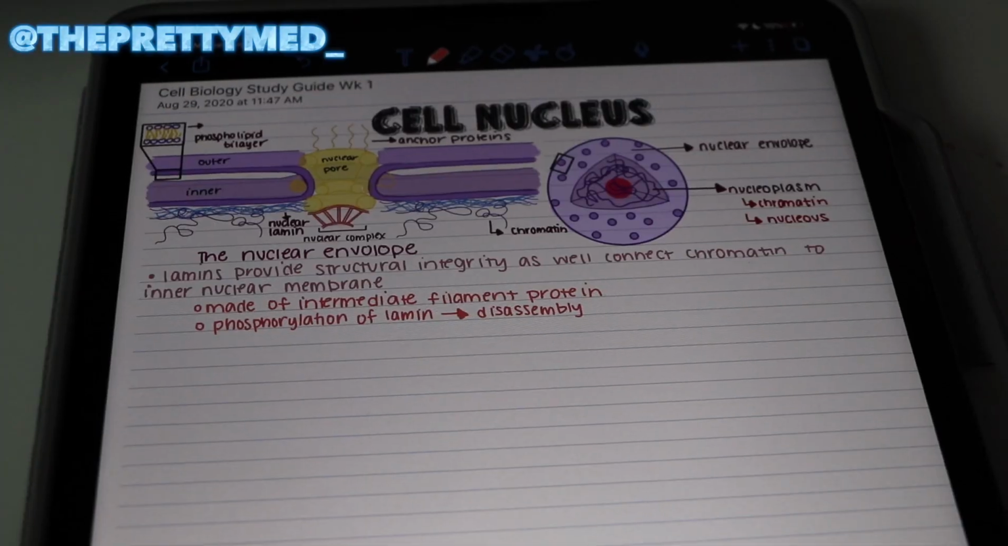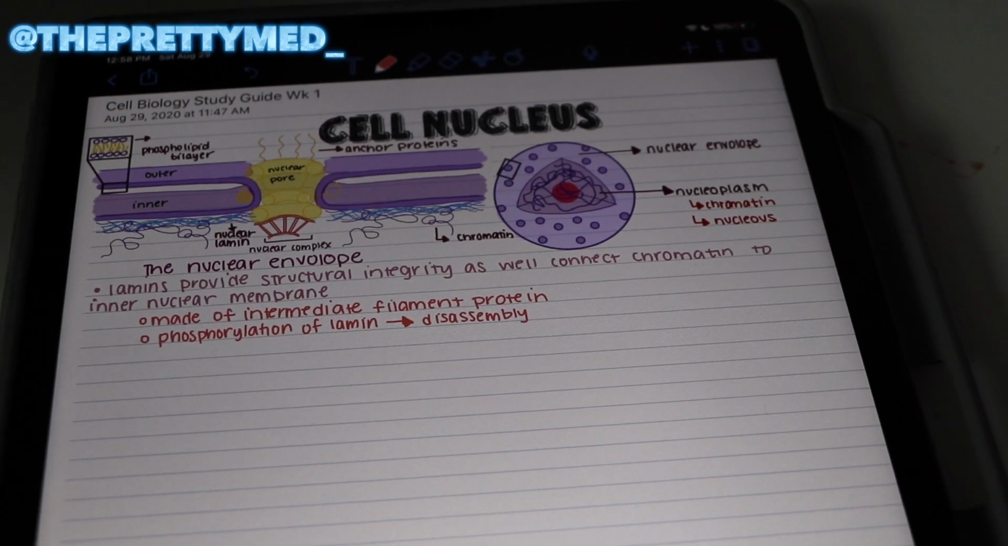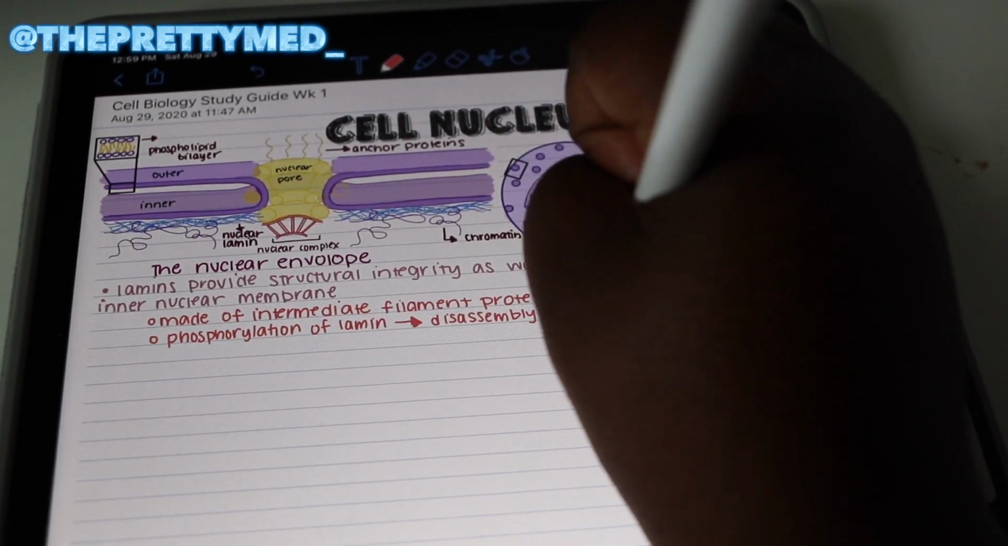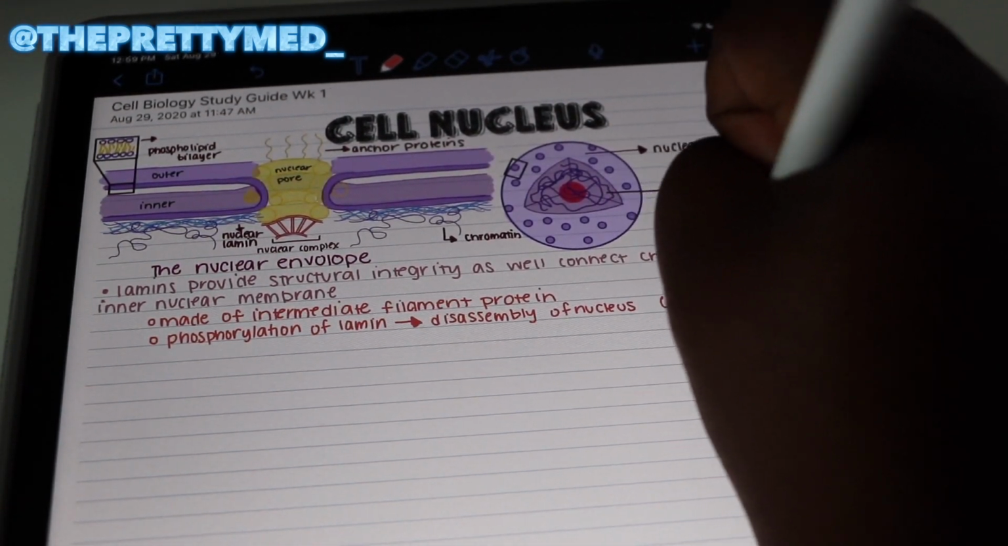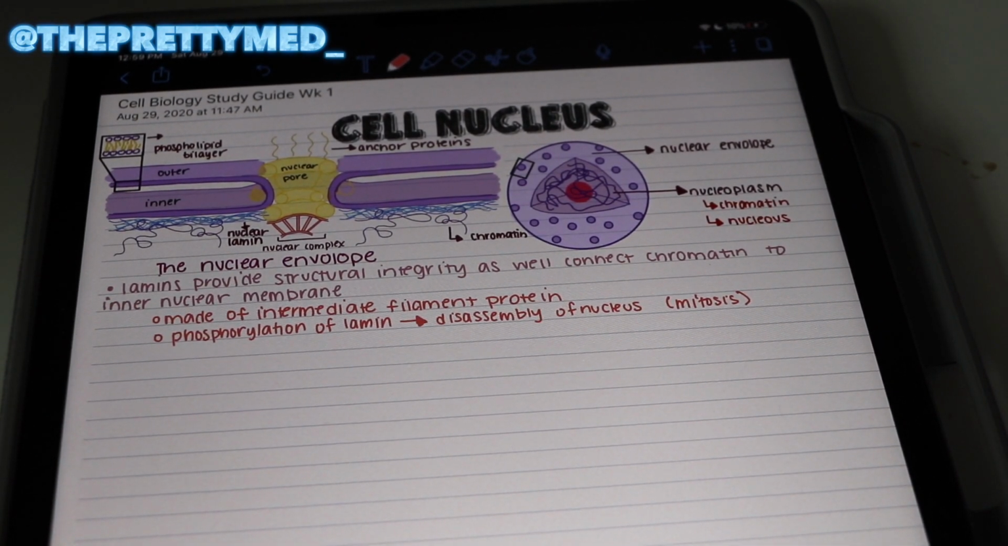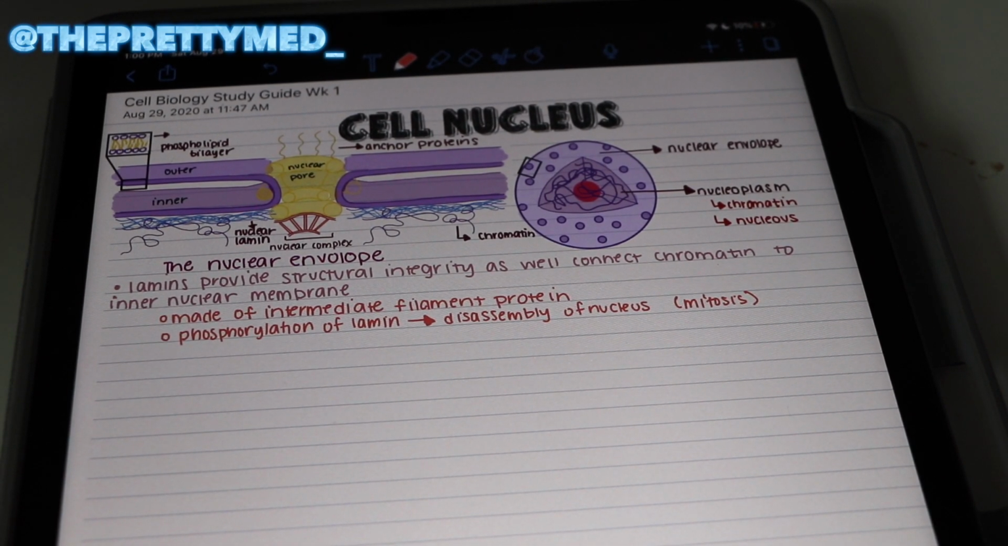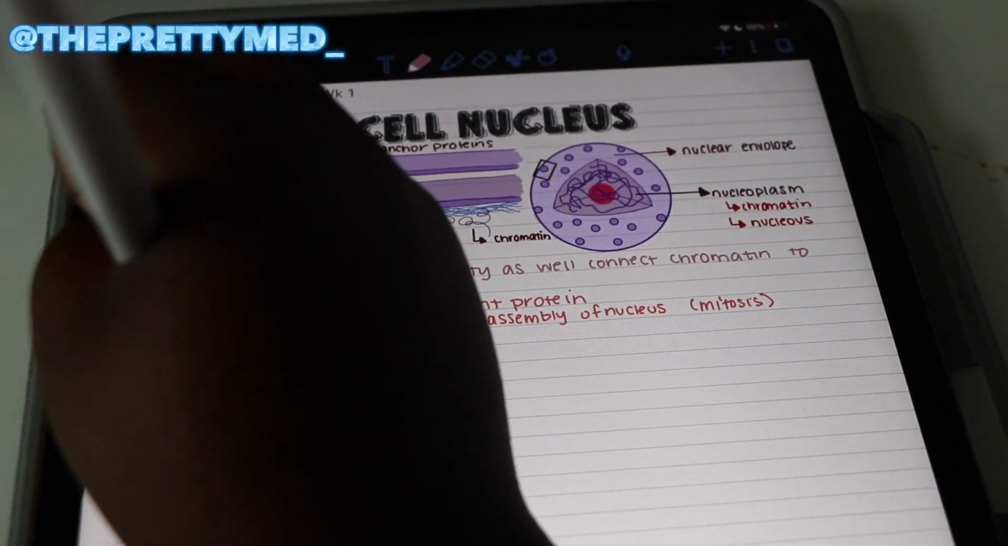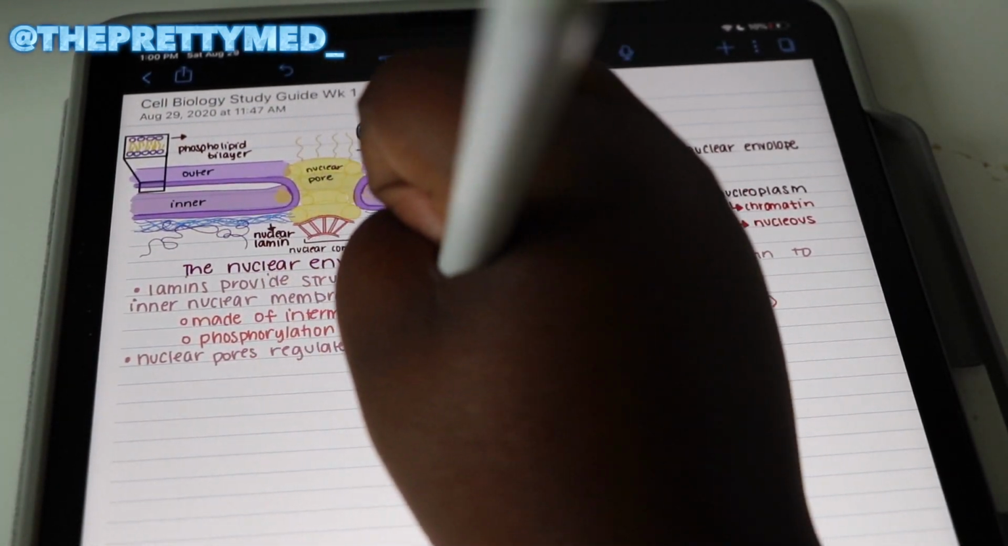Now that I'm done with genetics, on to classes I can actually stand, and I'm doing my cell biology study guide. So I actually drew the nucleus and the nuclear envelope off camera just because it required me to orient my iPad in a way that just wasn't compatible with the way I had the camera set up, so I kind of did it off camera.